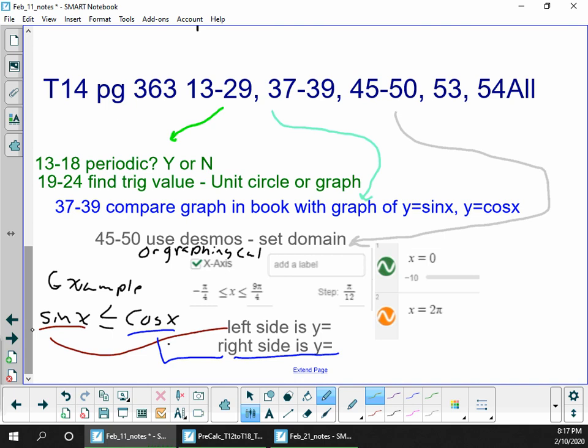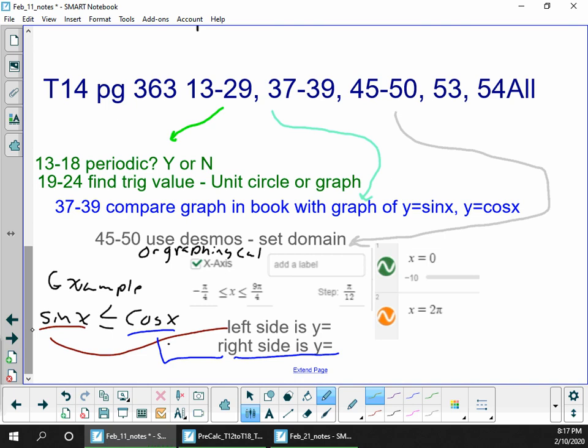37 to 39, they want to know, is the graph a sine graph or a cosine graph? And what I suggest you do is you compare the graph in the book with y equals sine x or y equals cosine x.